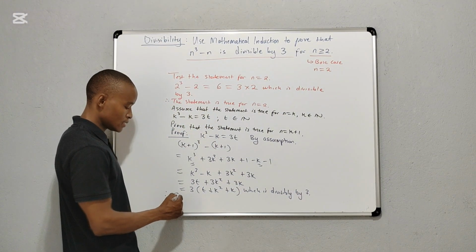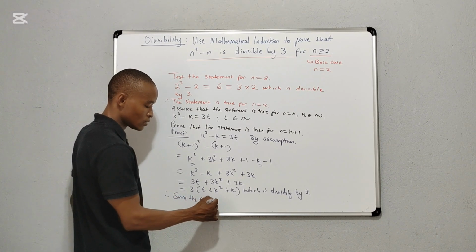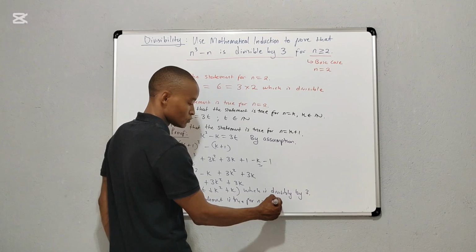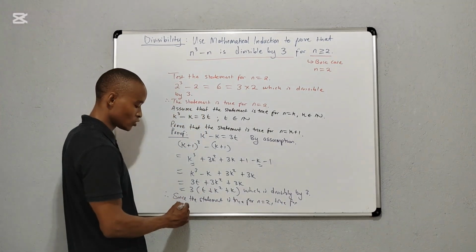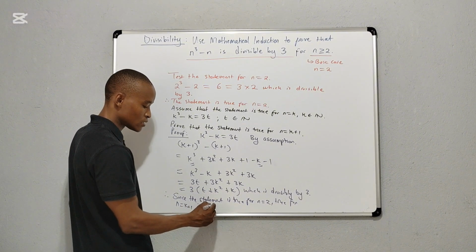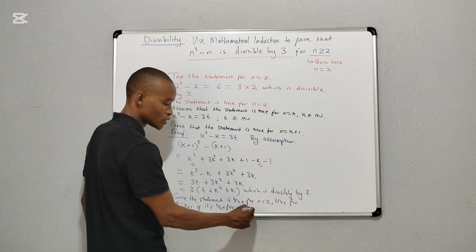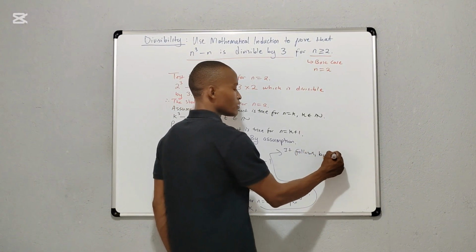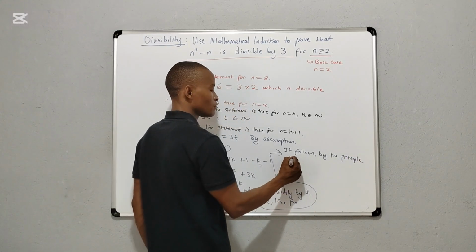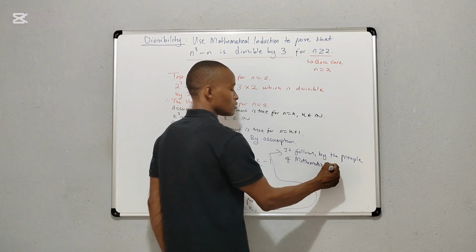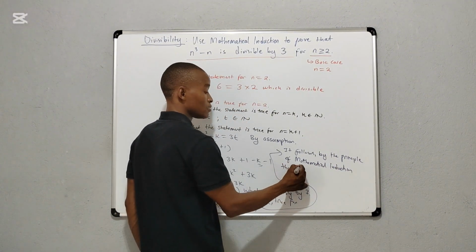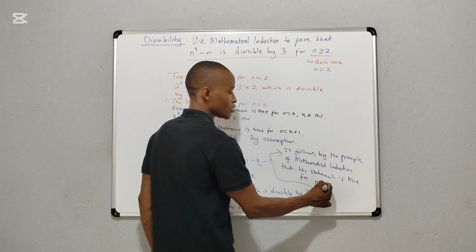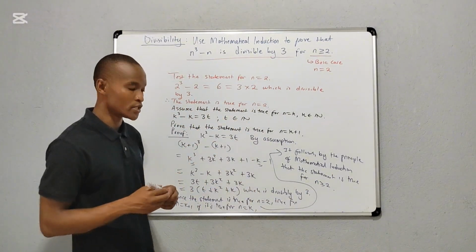Okay, therefore, since the statement is true for n equal to 2 and true for n equal to k plus 1 if it is true for n equal to k, it follows by the principle of mathematical induction that the statement is true for n greater or equal to 2. Right, that was the condition that was given.